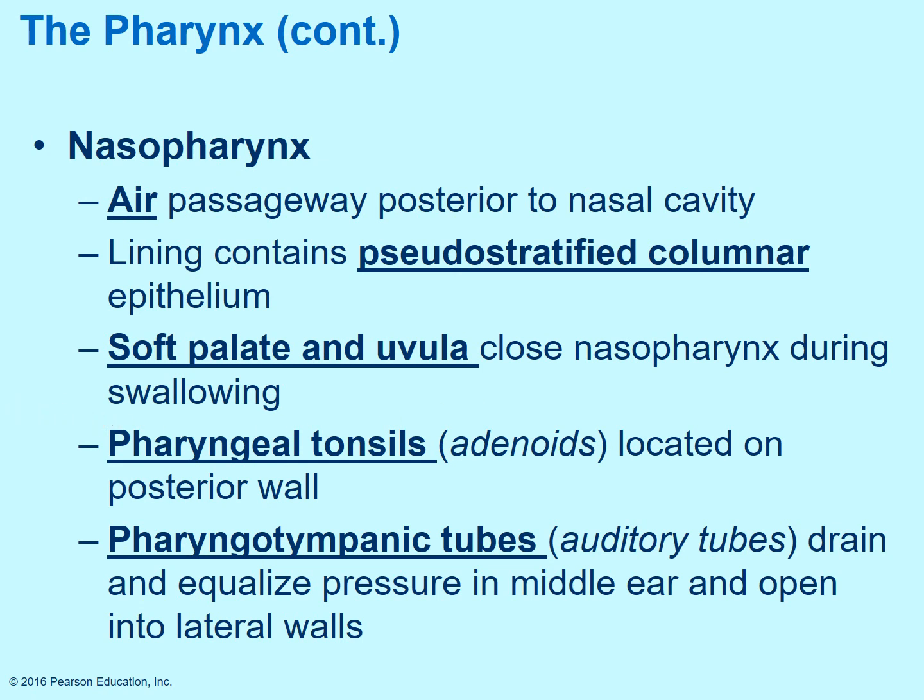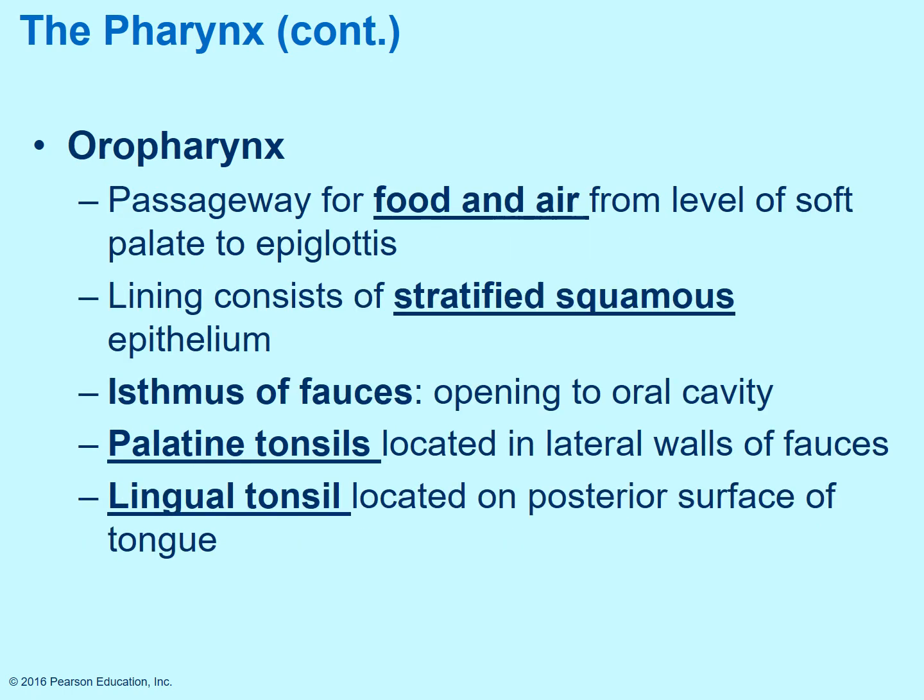So in the nasopharynx, you've got the air coming in from the back of the nasal cavity. You do have the soft palate and the uvula. That's going to help when you're swallowing. It's helping to guide the food to go down properly. You do have the pharyngeal tonsils, which are also commonly referred to as adenoids. And then you have your pharyngotympanic tubes, or eustachian tubes, or auditory tubes, whichever you wish to call them. Those are going to drain in this area as well. That comes from the middle ear. It helps to equalize pressure, draining into the nasopharynx.